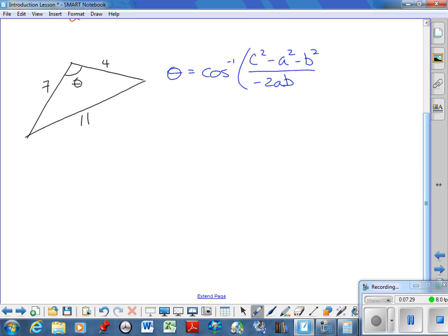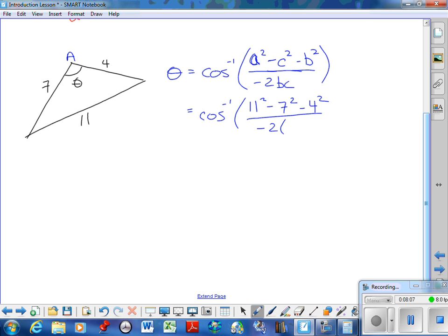So plugging that information in, cos inverse of, oh, I think I messed that up a little bit, didn't I? It should be bc. Yeah. So just changing that up, make that into an a. Sorry about that, my fault, rushing. So from the previous page, again, this would be corner A. So that means I would have 11 squared minus 7 squared minus 4 squared divided by negative 2 times 7 times 4.